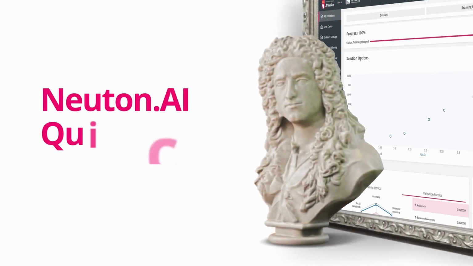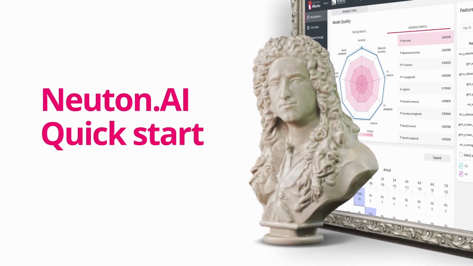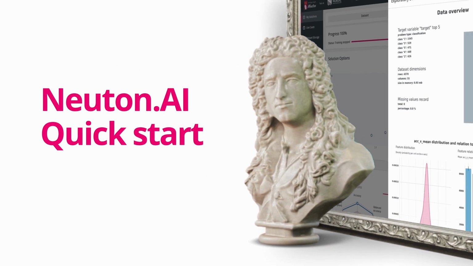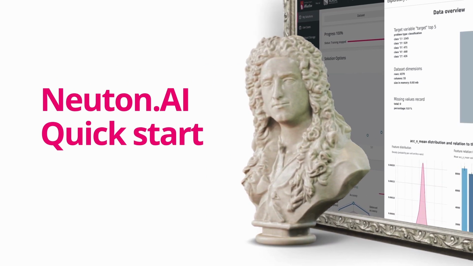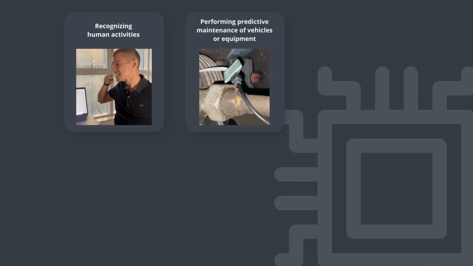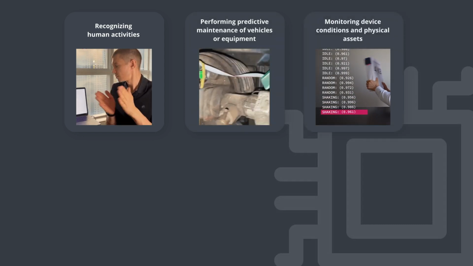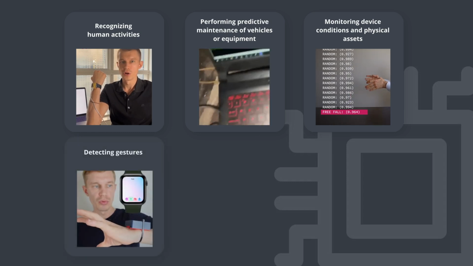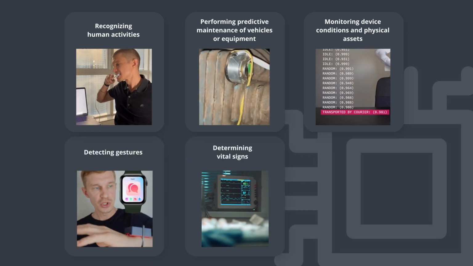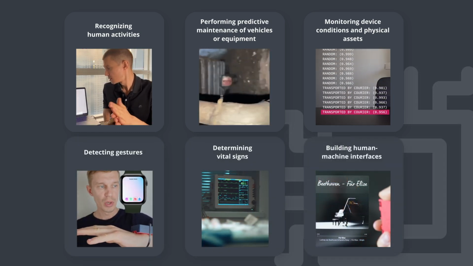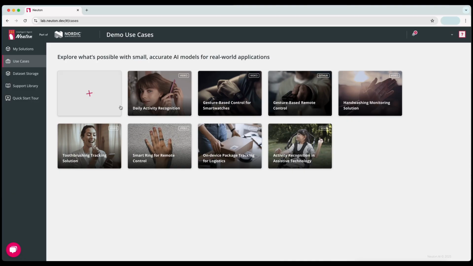Welcome to Neuton AI. In this tutorial, you will learn how to quickly get started with the platform and perform the most common tiny machine learning tasks, such as recognizing human activities, performing predictive maintenance of vehicles or equipment, monitoring device conditions and physical assets, detecting gestures, determining vital signs, building human-machine interfaces. In the Use Cases tab, you can explore a rich collection of preloaded use cases for these types of tasks.